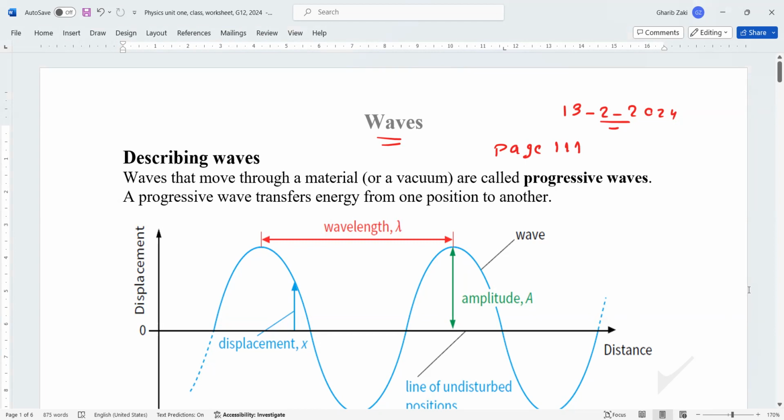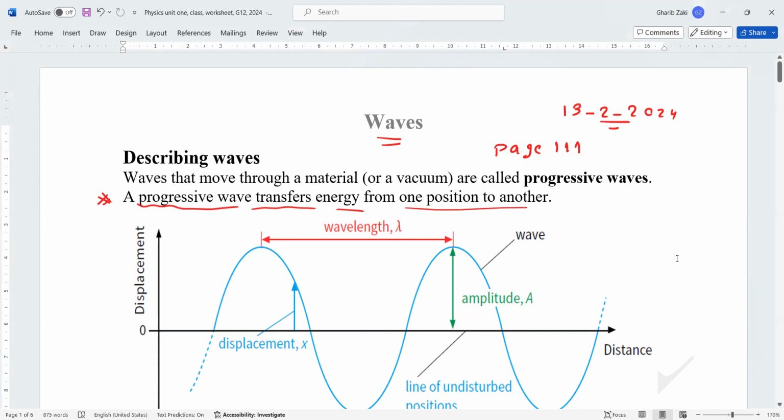Let us start with describing the waves in that way. Waves that move through a material or vacuum are called the progressive wave. So the progressive wave can travel through the medium or vacuum. Progressive wave transfers energy from one position to another. This is a very important statement: progressive wave transfers energy from one position to another.